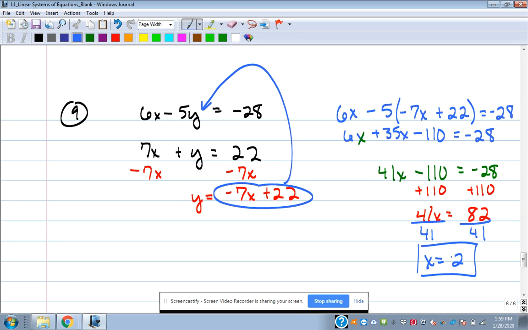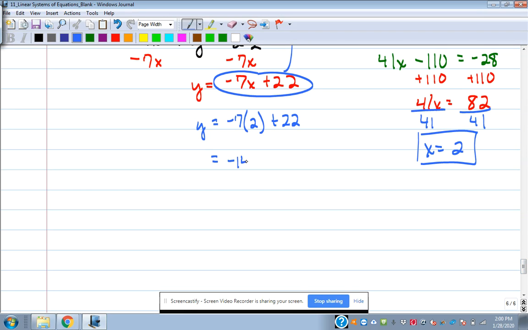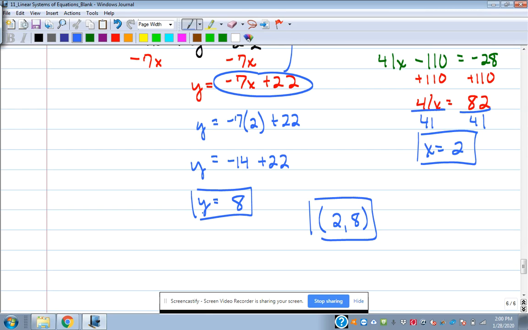And then what do we do from there? Plug it back into one of the equations. It doesn't matter which one. Pick your favorite and plug it in. I've got one that says y equals, so I'm going to use it because it's less work. So y equals negative 7 times 2 plus 22. That's negative 14 plus 22 is equal to y. So that would be 8. So the ordered pair, 2, 8. Good job. Again, ordered pair is your final answer, is what you're trying to go for there.